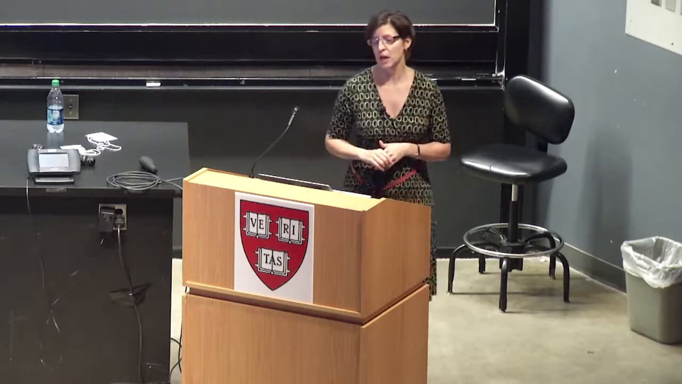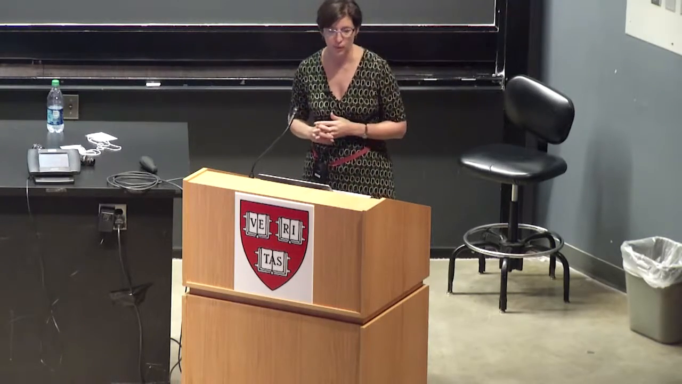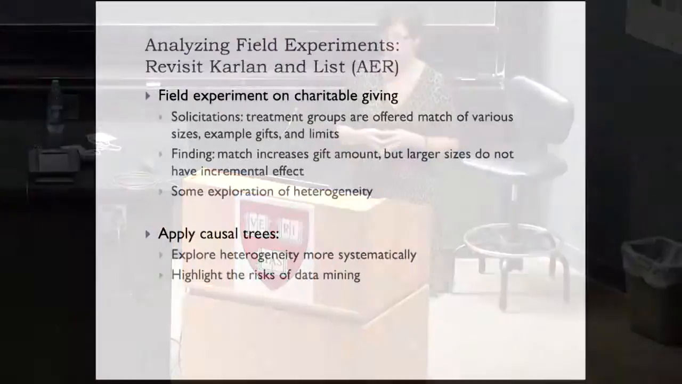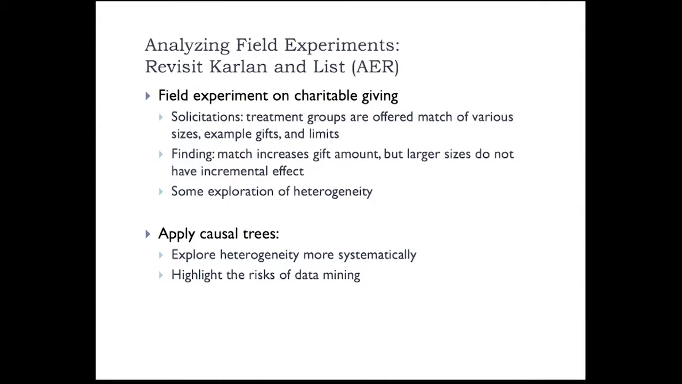So let me show this again, and I'll close up with this example. It's an American Economic Review paper by Karlan and List, where they did a field experiment for charitable giving. They offered various kinds of matches and example gifts and limits in the mailings. And they found that offering a match increased the gift amount, but larger sizes don't have an incremental effect, and this is interpreted sort of as behavioral economics, that people weren't responding to the prices.